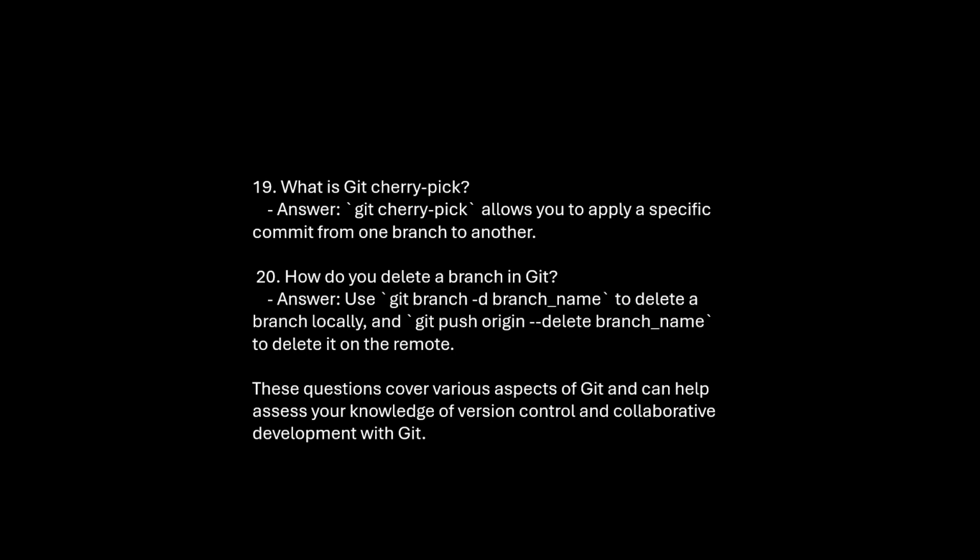How do you delete a branch in Git? Use git branch -d branch-name to delete a branch locally, and git push origin --delete branch-name to delete it on the remote. These questions cover various aspects of Git and can help assess your knowledge of version control and collaborative development with Git.